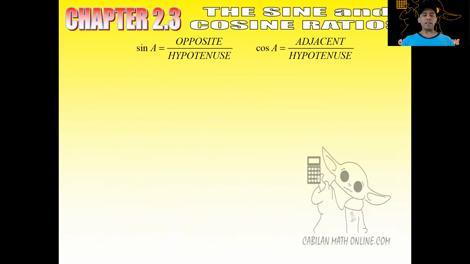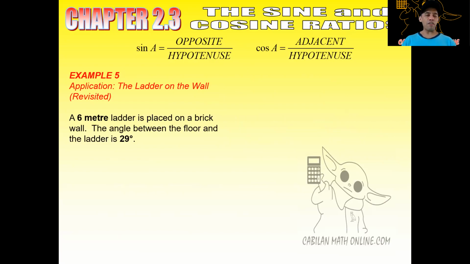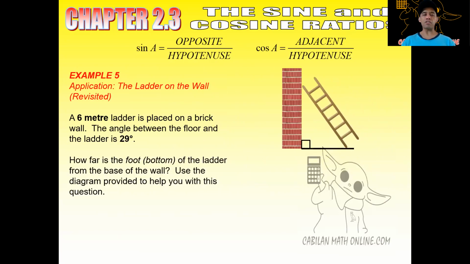All right, so let's take a look at some word problems here. We did this with the Pythagorean theorem too, so if this question sounds familiar, it does. The only difference is that we're looking at something else here. So, ladder on the wall again. A 6-meter ladder is placed on a brick wall, like so. The only difference in this question is that we're given an angle in this one. So a 6-meter ladder is placed on a brick wall, labeled the 6 meters accordingly.